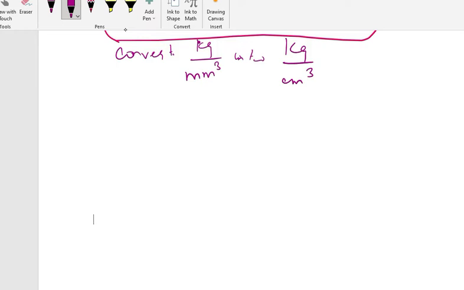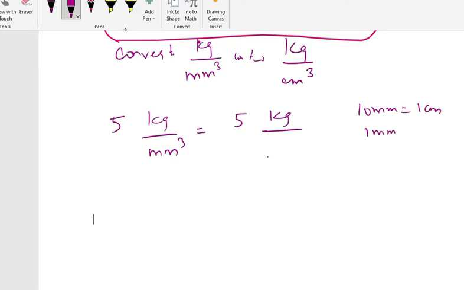Okay, for example, we will take 5 kg per millimeter cube. We have to convert this into kg per centimeter cube. The numerator remains the same, 5 kg. Now 10 millimeter is equal to 1 centimeter, so 1 millimeter is equal to 1 by 10 centimeter. This millimeter cube means 1 millimeter cube, so we take it as 1 by 10 cubed, and millimeter cube becomes centimeter cube.